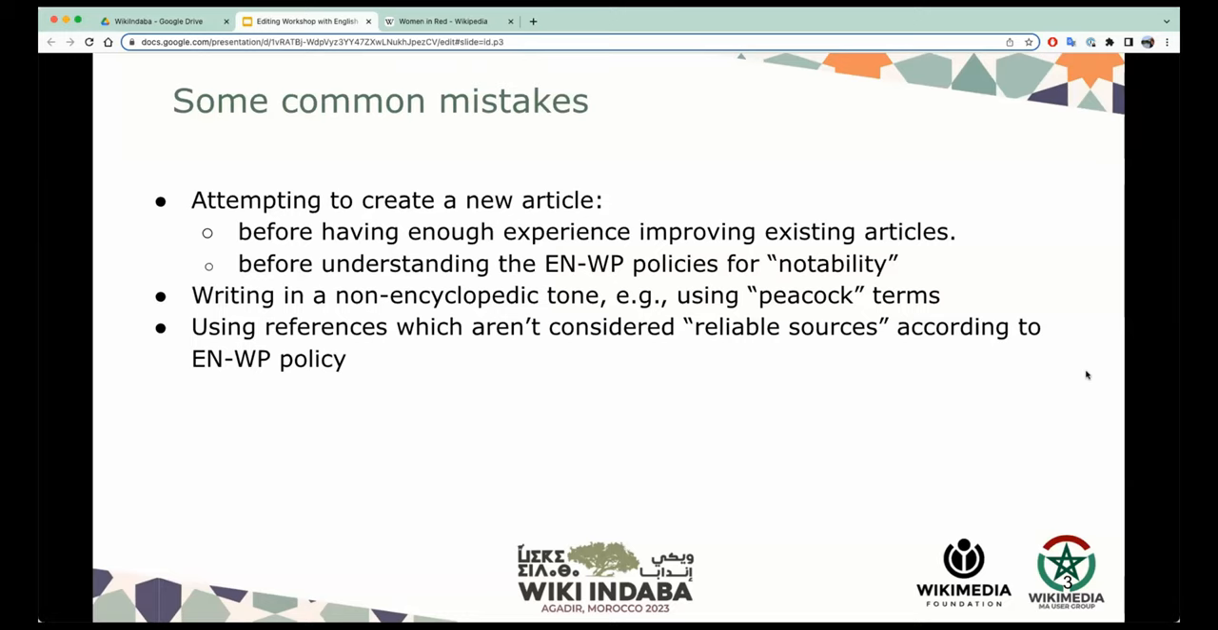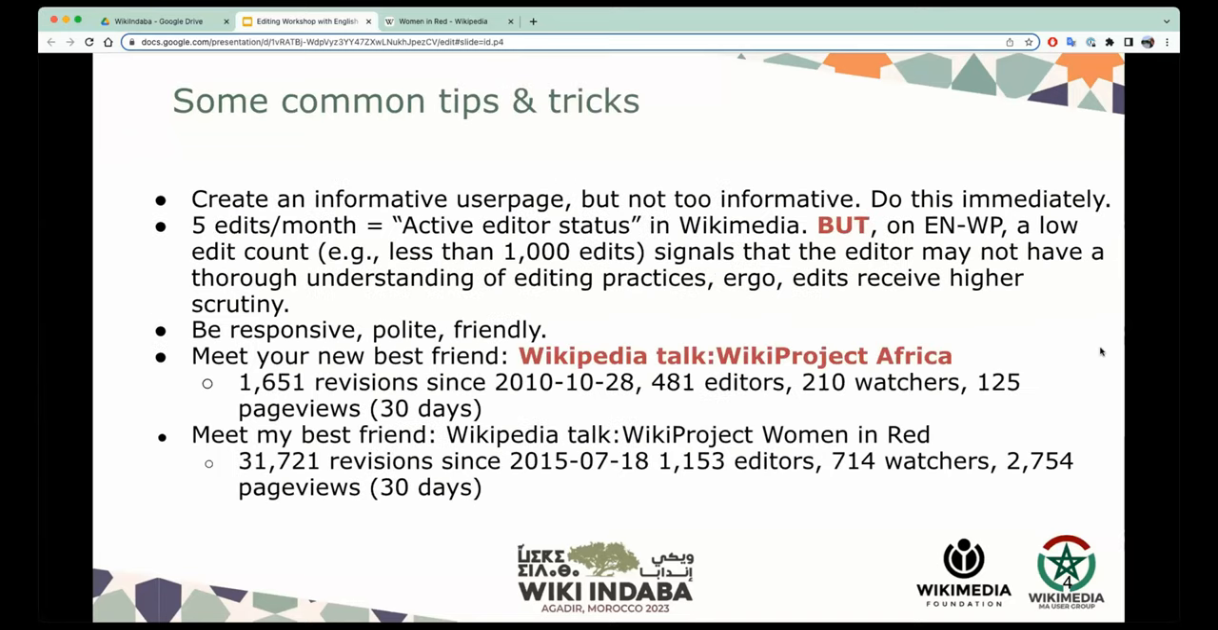So let's start with a show of hands. Who's been editing? If you're in the room and you have edited English Wikipedia before, raise your hand. If you've edited Wikipedia for more than 1 year, keep your hand up. If you've edited Wikipedia more than 3 years, keep your hand up. Okay, I got a pretty good idea. Okay. So some common mistakes. Go back one slide, please.